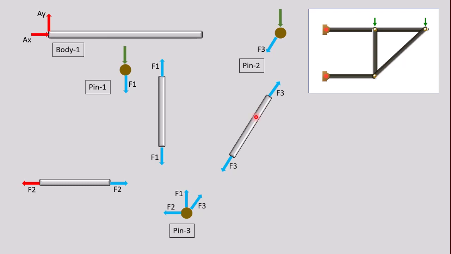The inclined two-force member has 2 forces, F3 and F3. Then by Newton's third law, we add an F3 at the bottom pin and add another F3 at the top right pin.